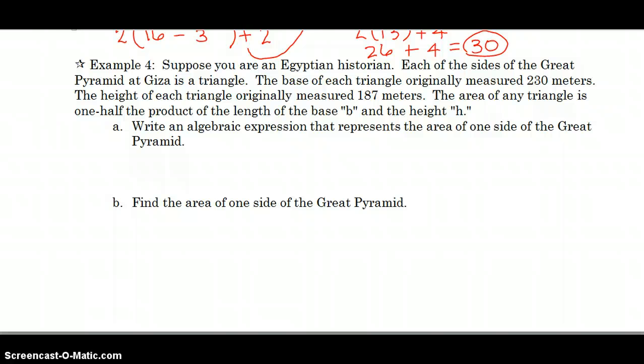The area of any triangle is 1/2 the product of the length of the base and the height. So as you're reading all of those words about this pyramid and the triangles that are the sides of the pyramid, I hope that last sentence puts you at ease that they're going to tell us how to find the area.